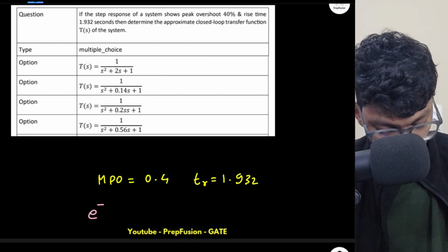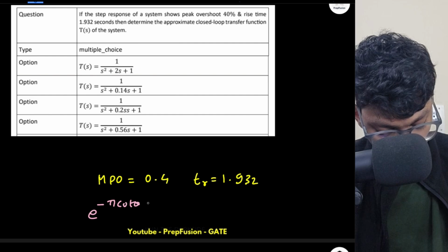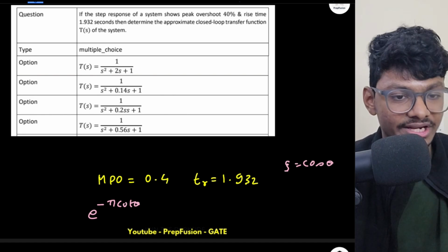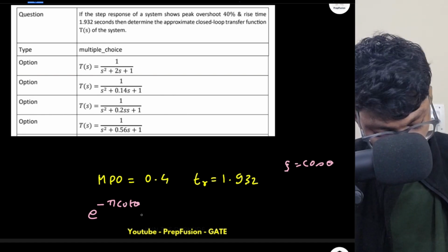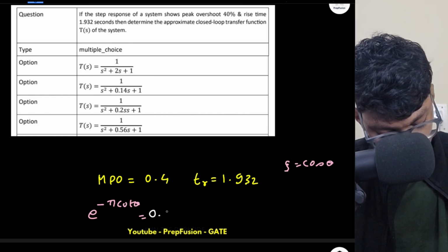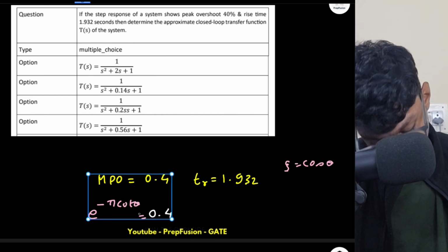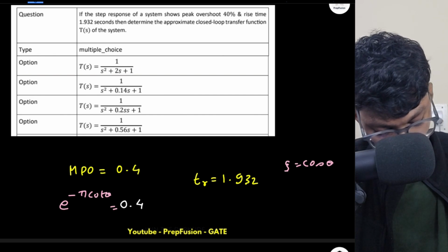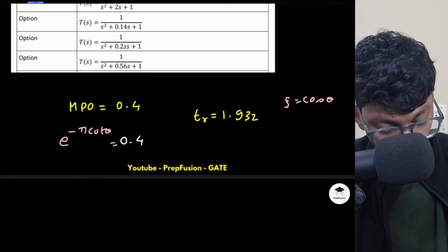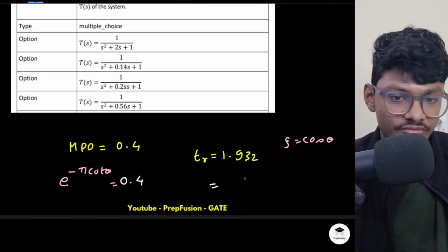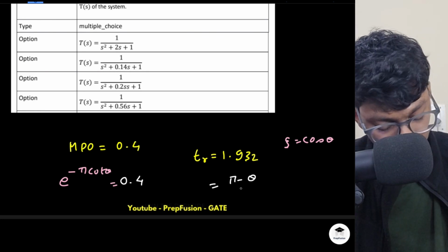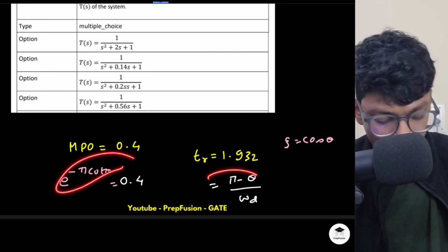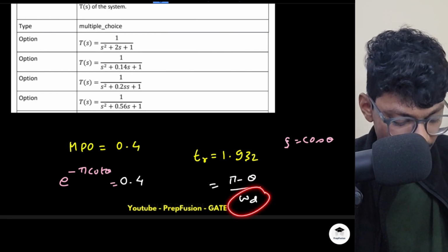The formula of maximum peak overshoot is e raised to power minus pi cot theta, where I know zeta is equal to cos of theta. What is theta? All those have been explained in the full course, so I will not explain it over here. This is equal to 0.4. So from here I will get the value of theta. What is my T rise formula? The T rise formula, if you remember, is pi minus theta divided by omega d. This was the formula for T rise. So I will find out theta from here, then I will put it here. This theta needs to be in radians, and I will get my omega d value as well.